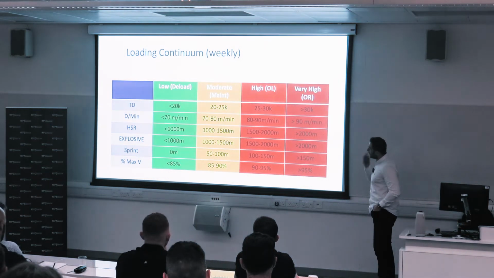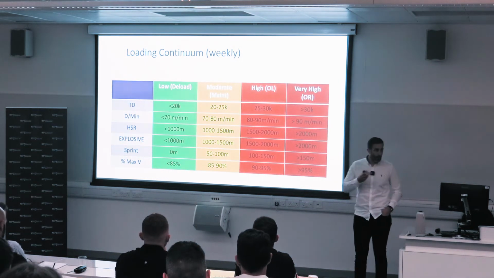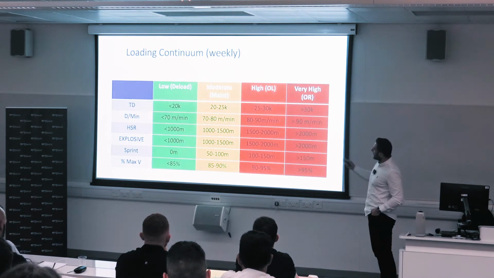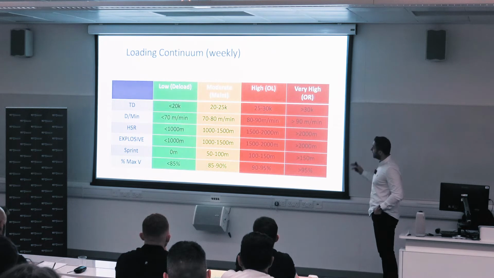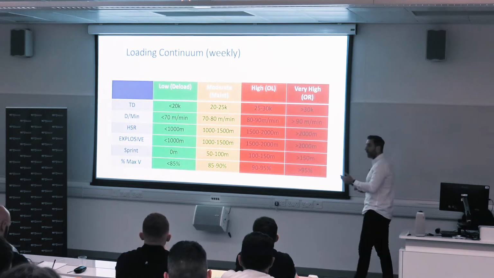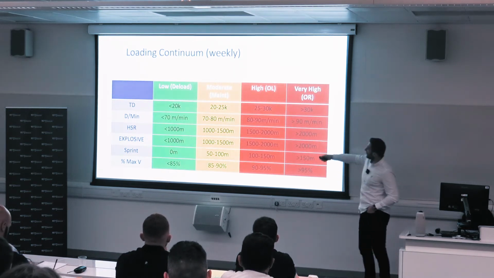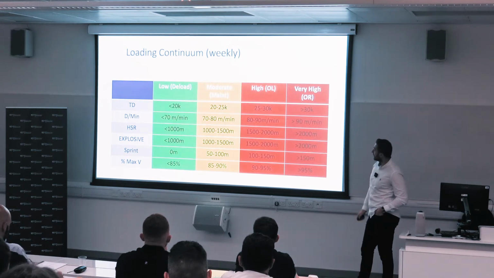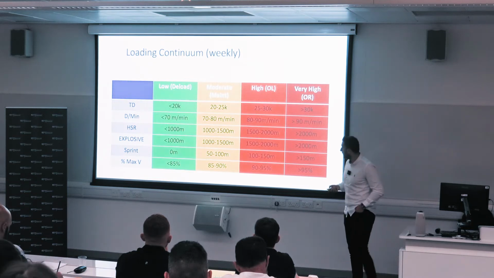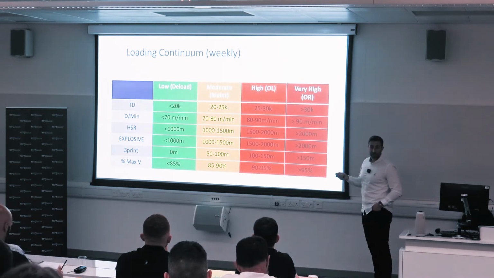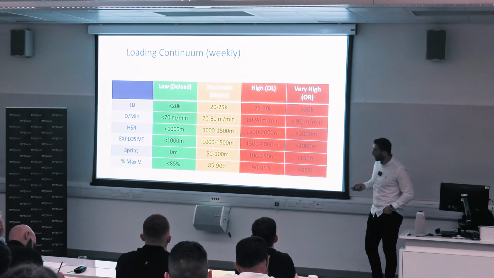These are sort of loads that we look at across either a week or a cycle. So we tend to categorise, based on distances of each key metric, what we deem a low, medium, high or very high week. Generally a deload week, the key metrics there are below 20k, below 70 metres a minute in your intensity, 1,000 metres high speed running, explosive 1,000, minimal sprint distance, and below sort of 85% of max velocity. That would look like a fairly light week for a player within our squad.